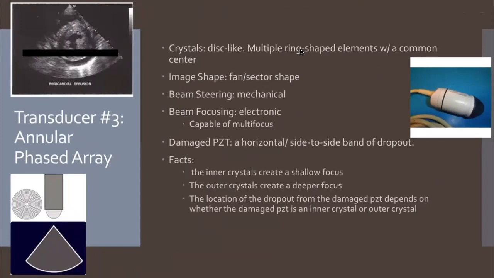The resulting image is a fan or sector shape. The beam steering is mechanical. Remember, mechanical motor. So there's a small motor inside of the transducer. This is a really old transducer. I mean, look at it. It looks old, right? It looks outdated. Any of those old transducers have motors inside of them. Beam focusing is done electronically. It's also capable of multifocus, which is a really common SPI question.